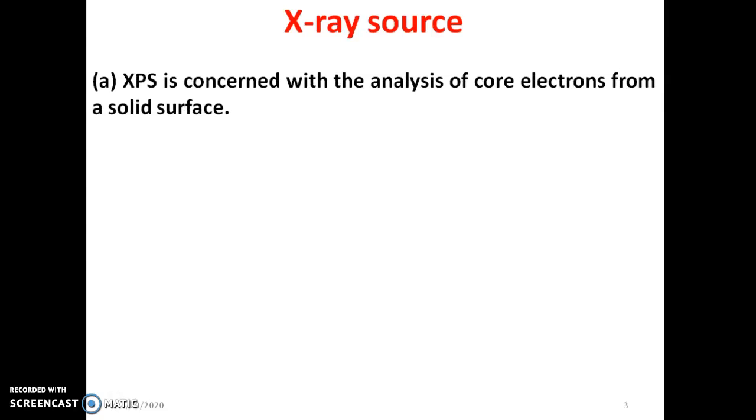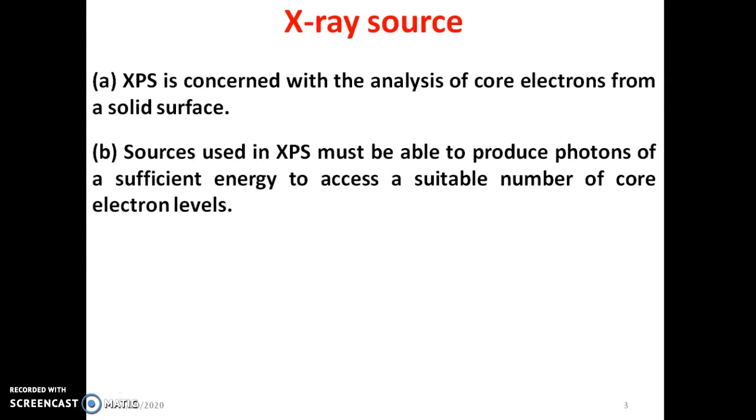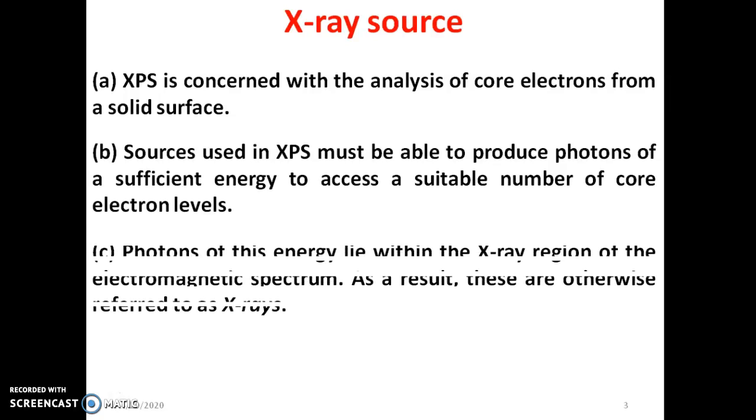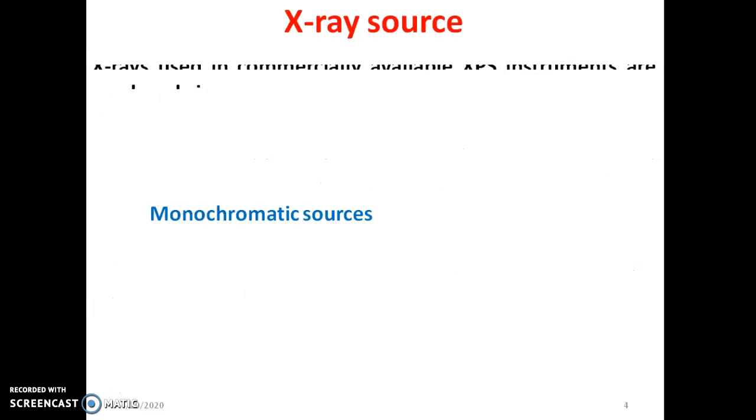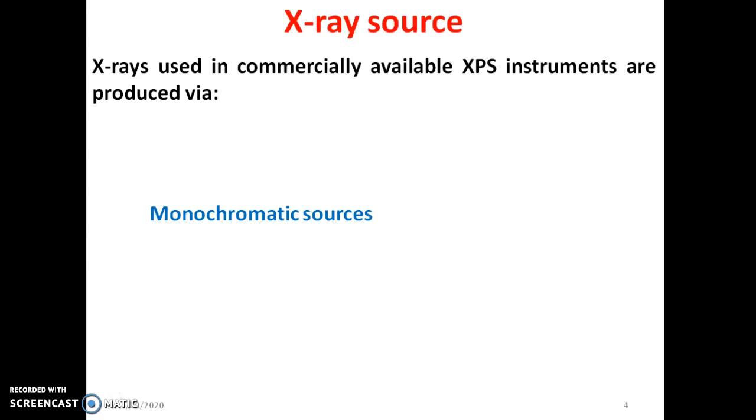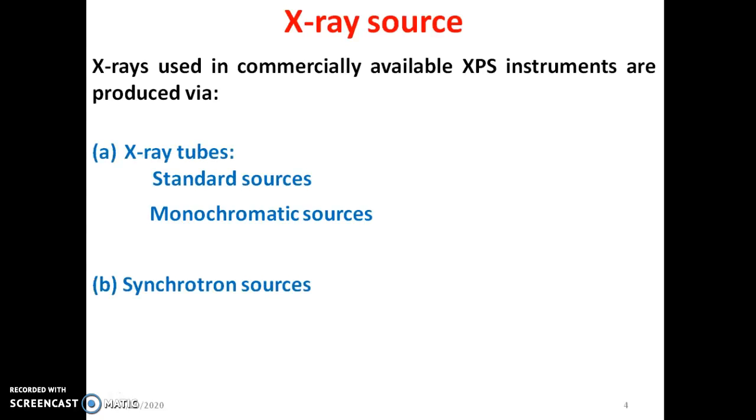Now, as XPS is concerned with the core electrons from a solid surface, the sources used in XPS must be able to produce photons of sufficient energy to access a suitable number of core electron levels, and photons of this energy lie within the X-ray region of the electromagnetic spectrum, referred to as X-ray photons. The X-rays used in commercially available XPS are produced via X-ray tubes from the standard sources, then monochromated, named monochromated sources, and the synchrotron sources.